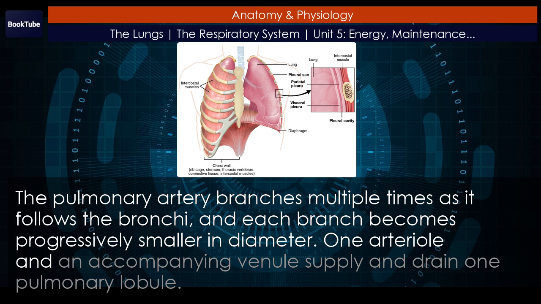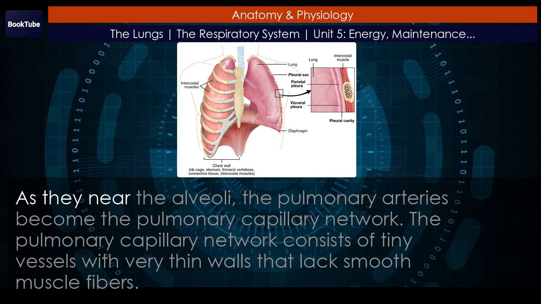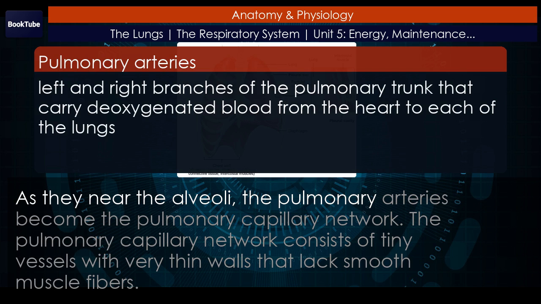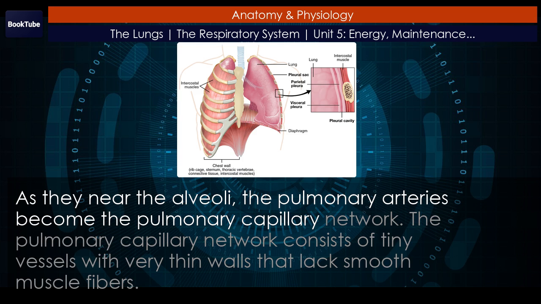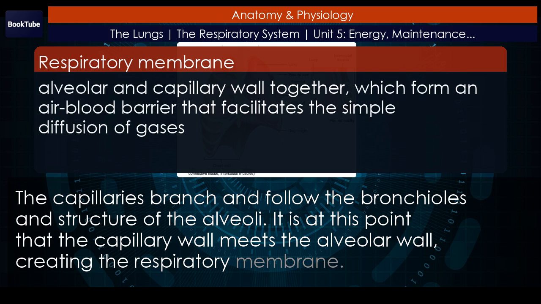One arteriole and an accompanying venule supply and drain one pulmonary lobule. As they near the alveoli, the pulmonary arteries become the pulmonary capillary network. The pulmonary capillary network consists of tiny vessels with very thin walls that lack smooth muscle fibers. The capillaries branch and follow the bronchioles and structure of the alveoli. It is at this point that the capillary wall meets the alveolar wall, creating the respiratory membrane.